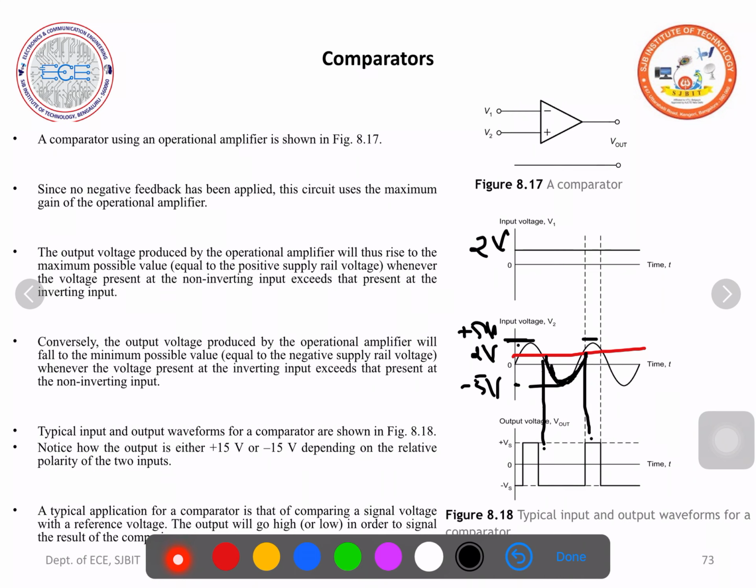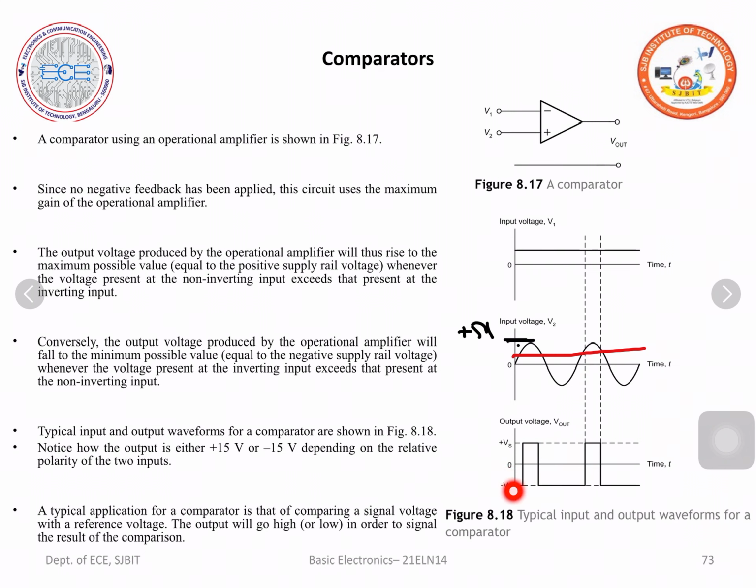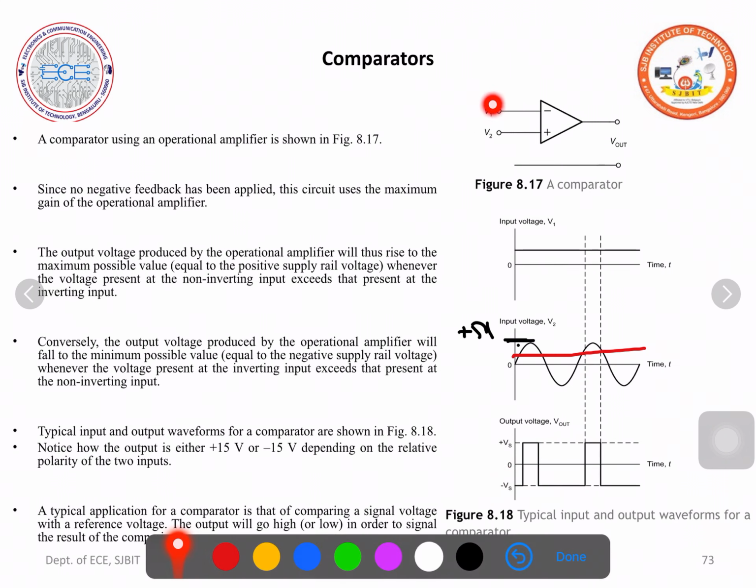For this region it is minus Vs. And after that, come back to this area. This is the voltage applied at V2, which is greater than V1. V2 is greater than V1, so the output voltage will be positive. So it repeats.